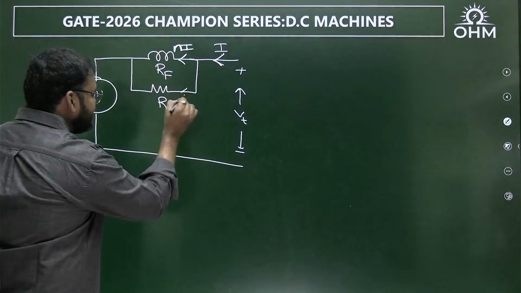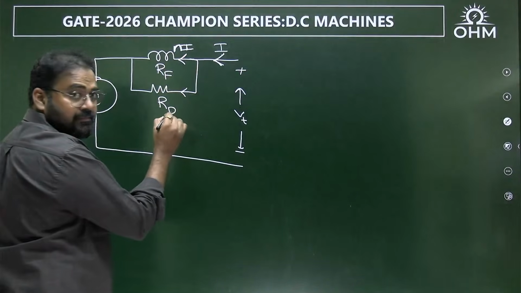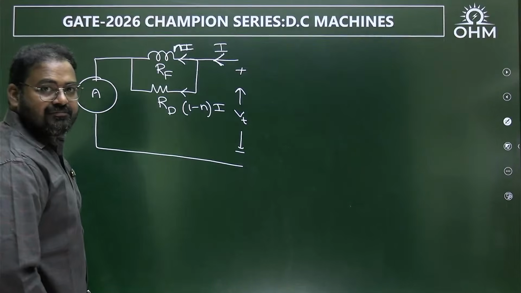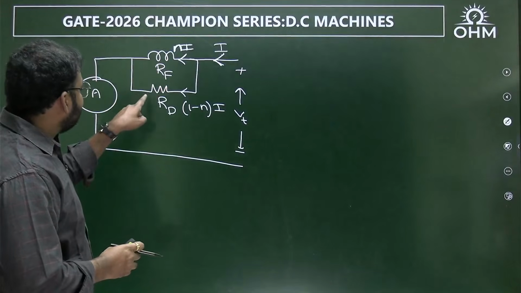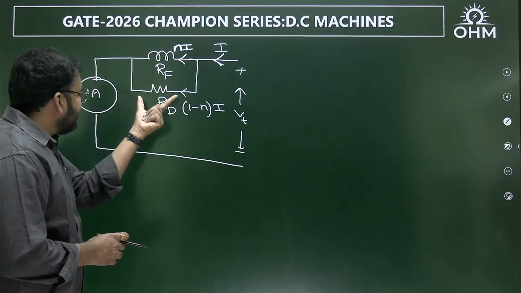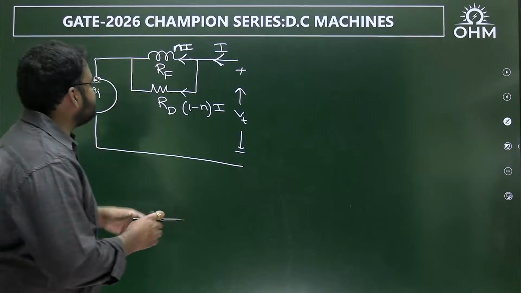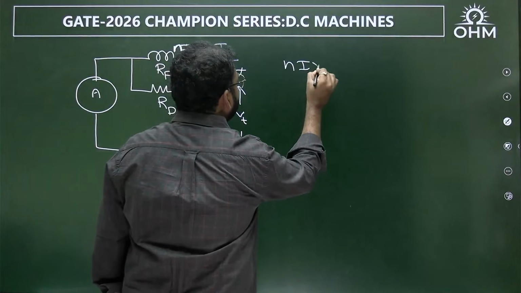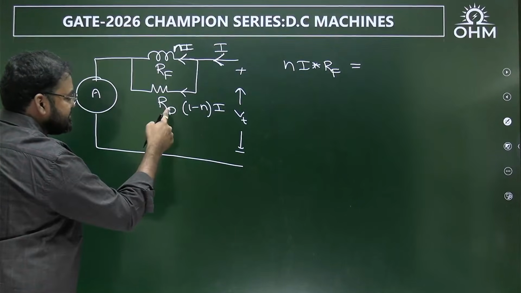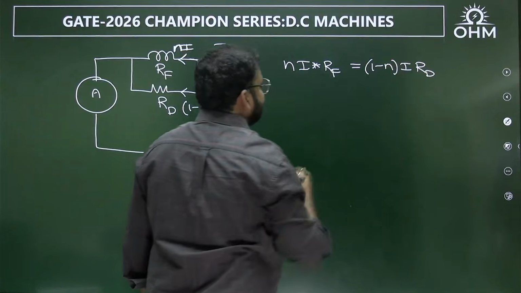That means what is this current? Is it not I minus nI? Yes or not? Therefore, (1 minus n) into I. Are you clear with that? Now, tell me, this winding and this resistance are both in parallel. Therefore, the voltage drop across this resistance and the voltage drop across the other resistance will be the same. What is the voltage drop across this resistance? It is n into I into the field resistance Rf. And what is the voltage drop across the diverter resistance? (1 minus n) into I into the diverter resistance RD.